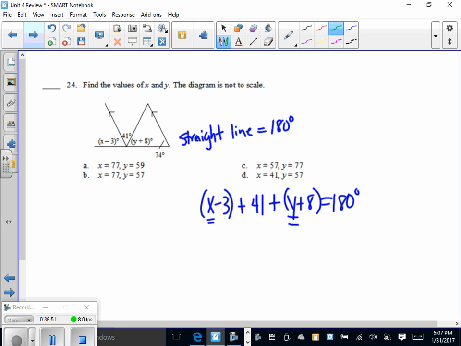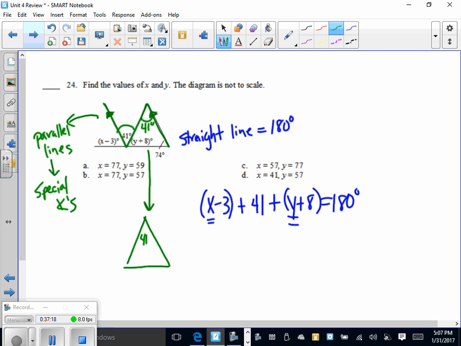It says right here that this right here and this right here means those are parallel lines. If they're parallel lines, we have special angles. So if it makes this Z shape, this angle and this angle are the same measures. That means this is 41 degrees. Then, if you bring down this triangle and look at it, I have 41 here, I have y plus 8 here, and 74 here. So I can find y by saying y plus 8 plus 41 plus 74 is equal to 180.